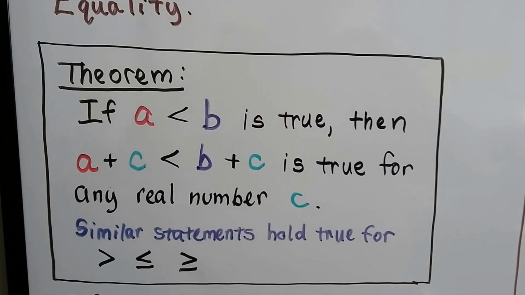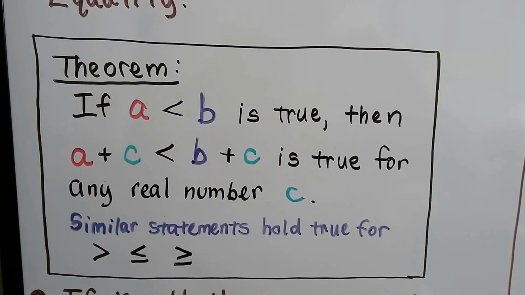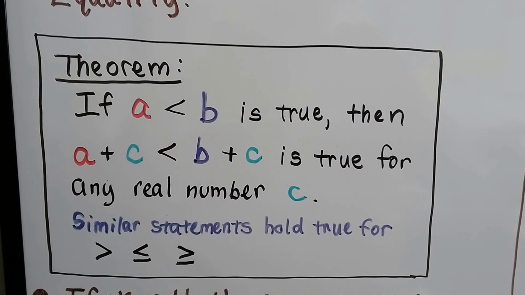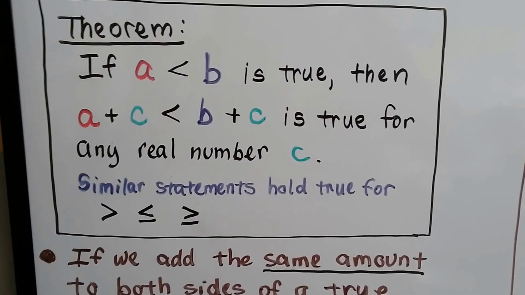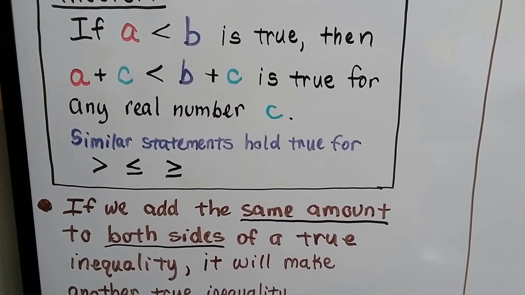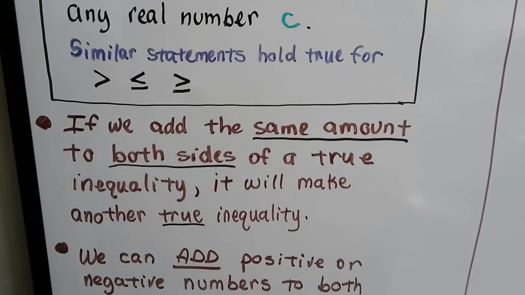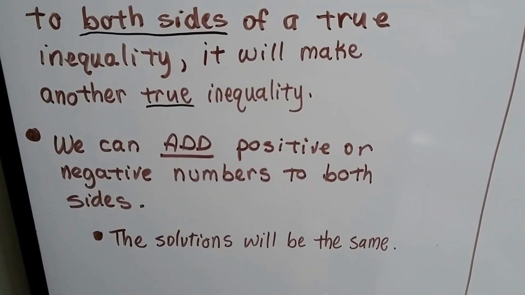If A is less than B is true, then A plus C is less than B plus C is true for any real number C. And it holds true for similar statements with greater than, less than or equal to, or greater than or equal to. It just says that if we add the same amount to both sides of a true inequality, we're going to make another true inequality. We can add positive or negative numbers to both sides, and the solution is going to be the same.